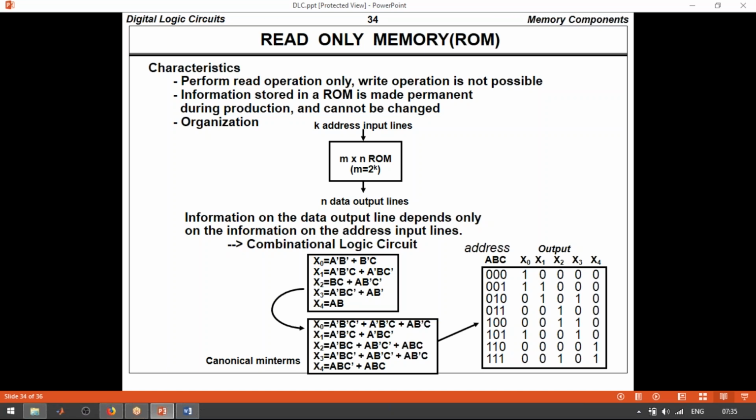So in your read-only memory, the address selection will be like that: 000, 001, 010, 011, 100, 101, 110, 111, and the output will be like that. X0 equal to 1 and the remaining outputs are 0. Then X0 is 1 and X1 is also 1, and the remaining values are 0. So likewise we are retrieving the content.